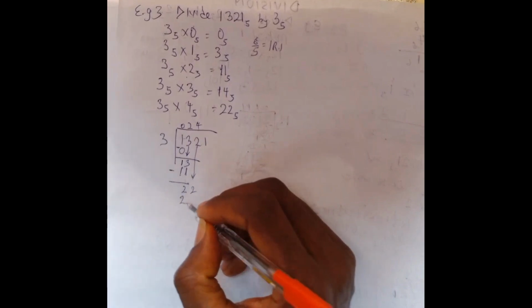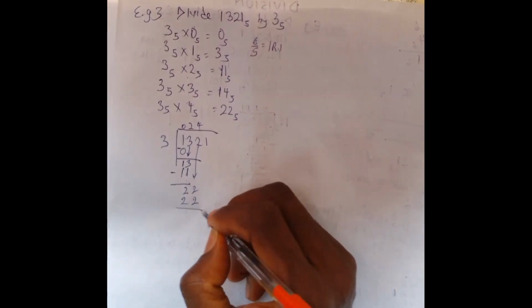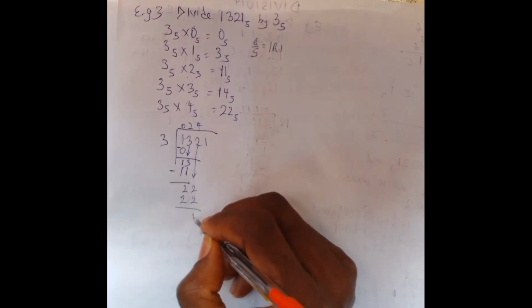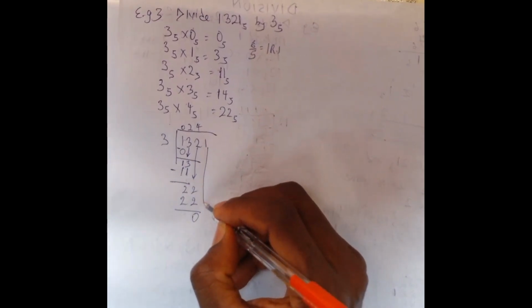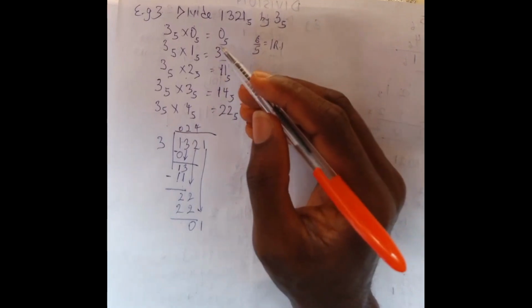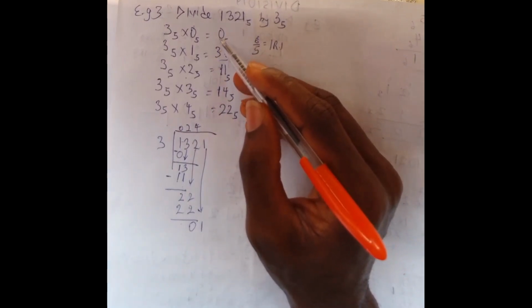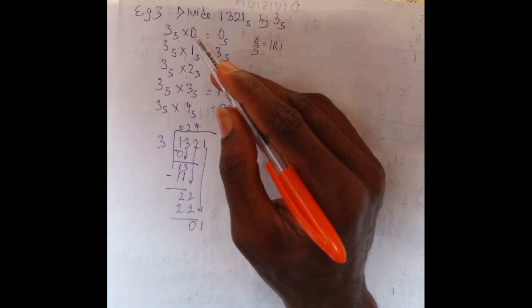So minus them, and you get 0. And bring out the last number, which is 1. Now 3 divided by 1. Check the range. There is from 0 to 2. So it falls within the range. So the answer, when we divide, will be 0. 3 times 0 give us 0.